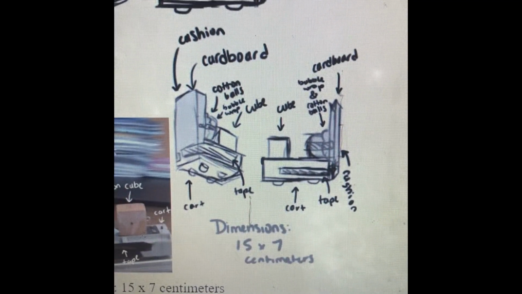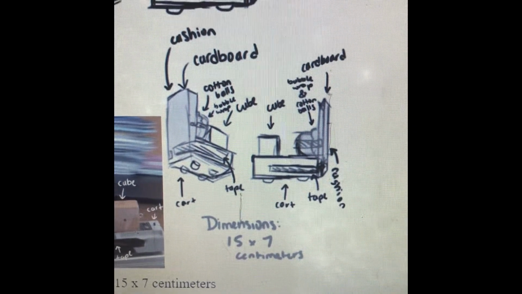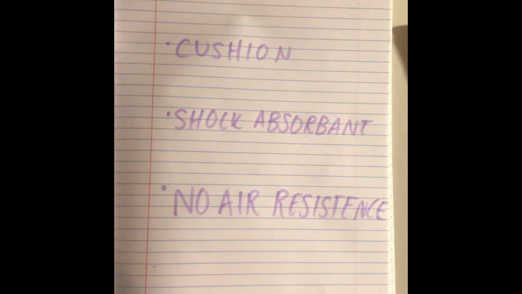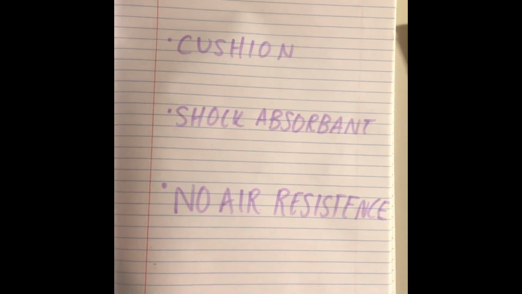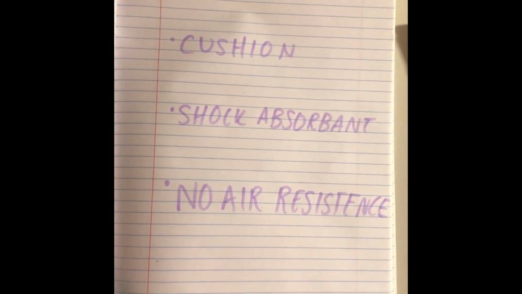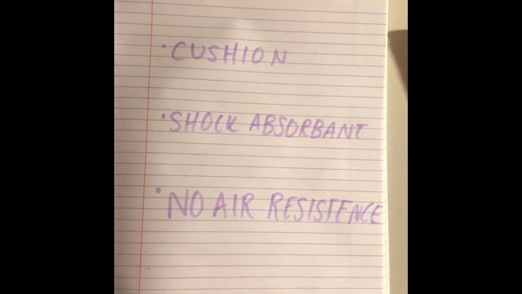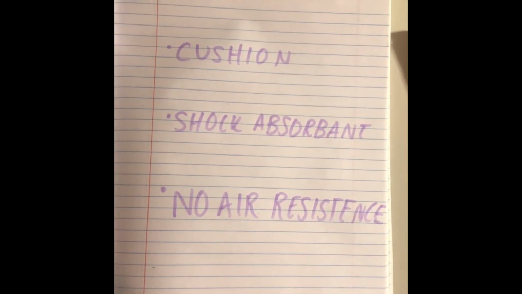For the first prototype, we created it using cardboard, bubble wrap, and duct tape. This prototype was made by using bubble wrap and cotton balls to make a cushion, with the cardboard box acting as a shock absorbent and a wall to prevent air resistance on the block.